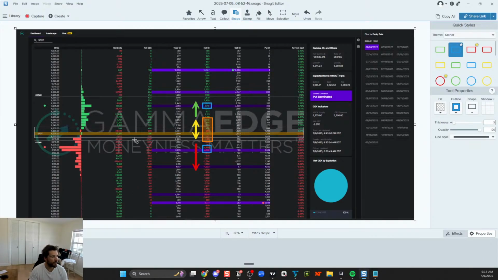So here's SPX 0 DTE structure. Obviously, yesterday we had the Iron Condor structure in play. That is not the case today. More of a normal structure per se.